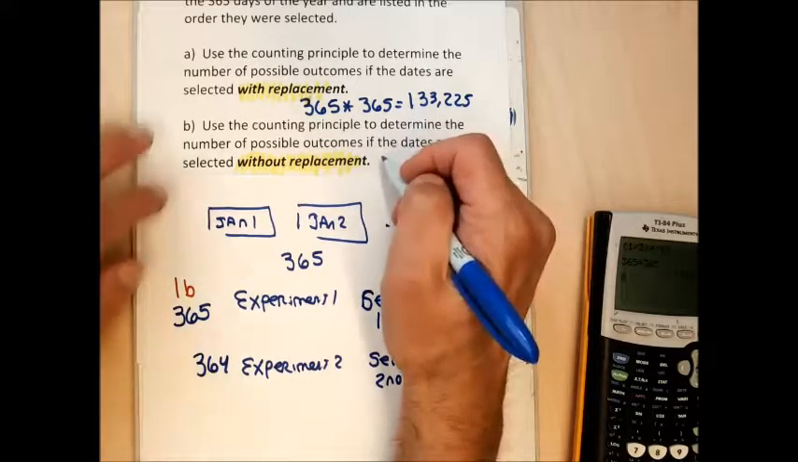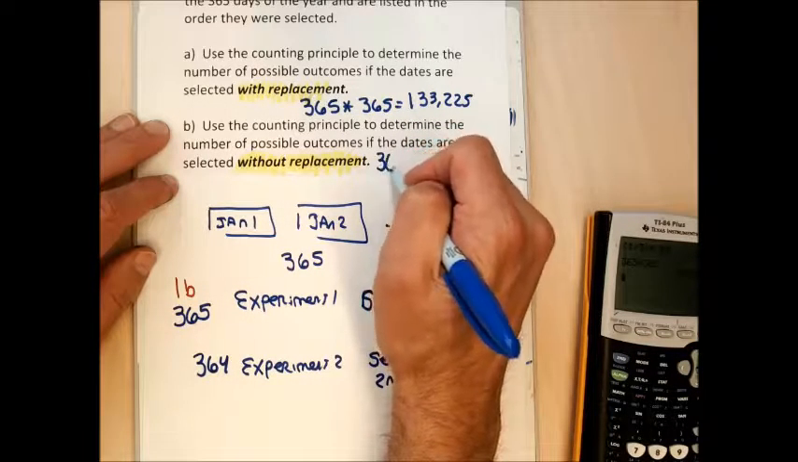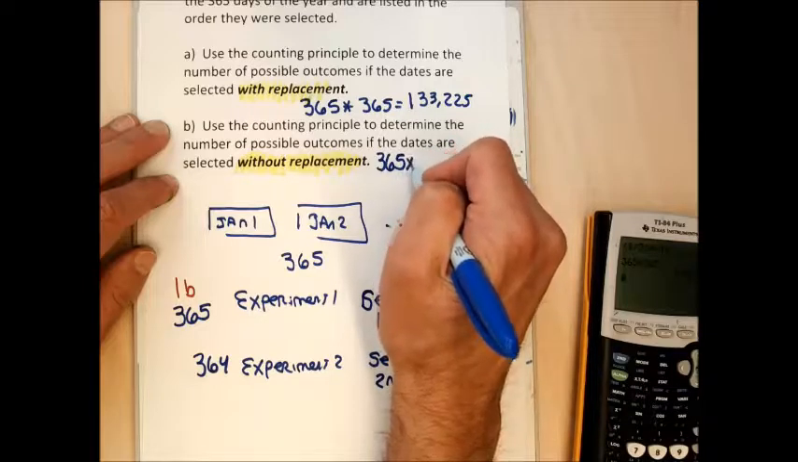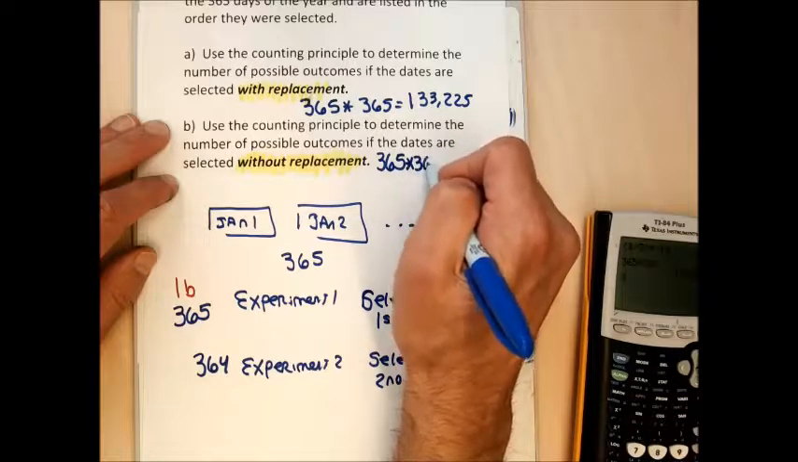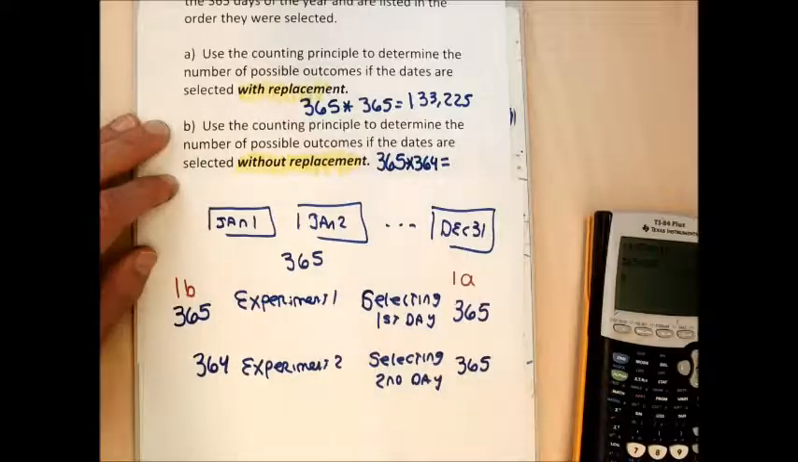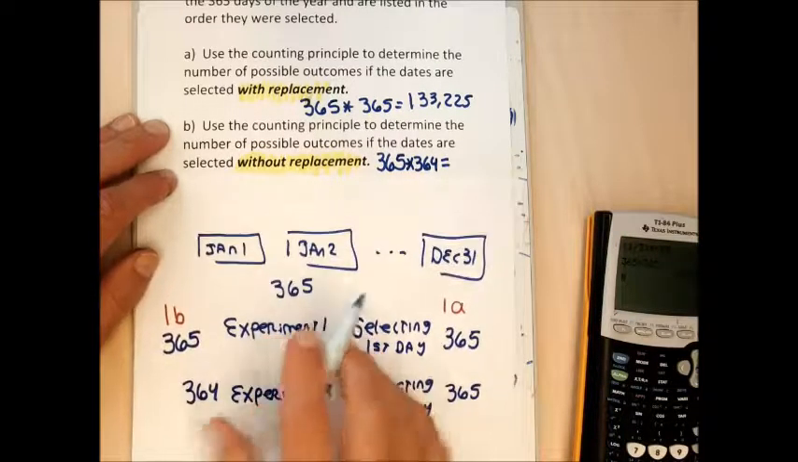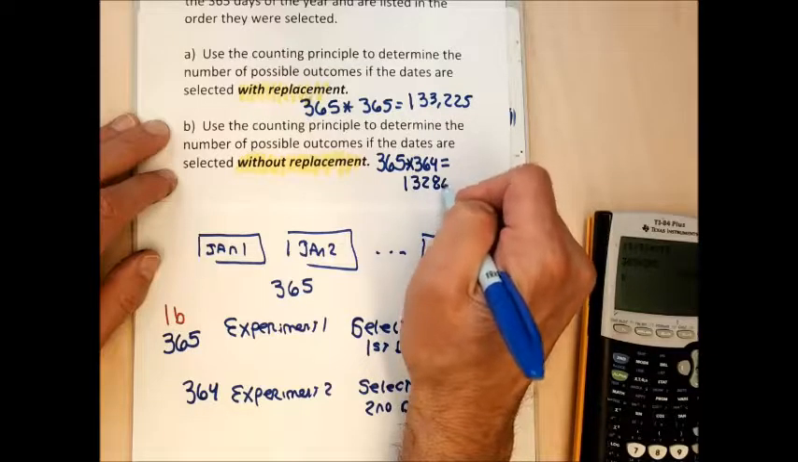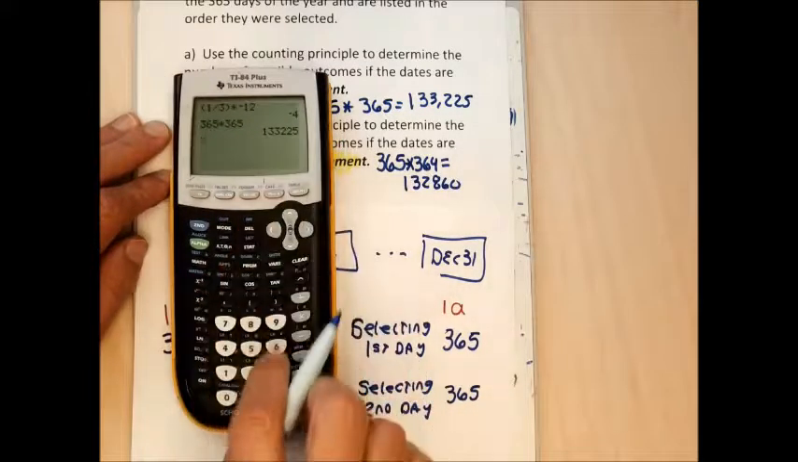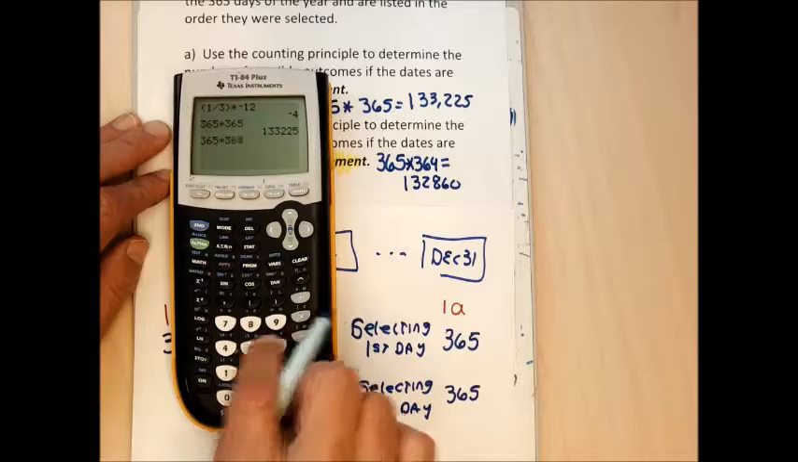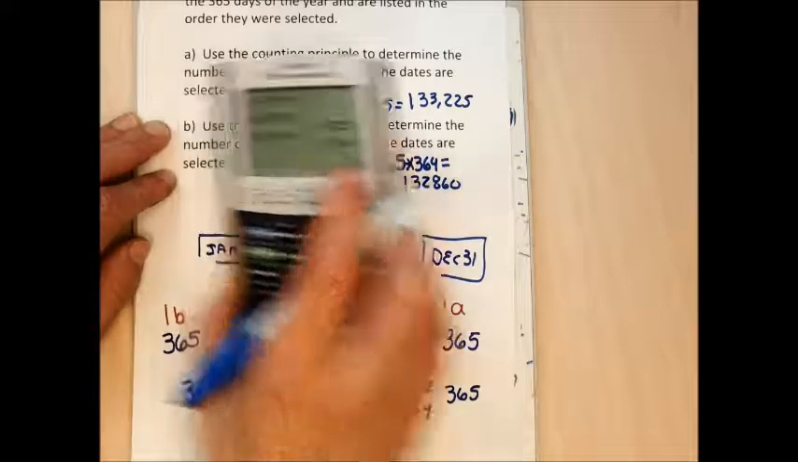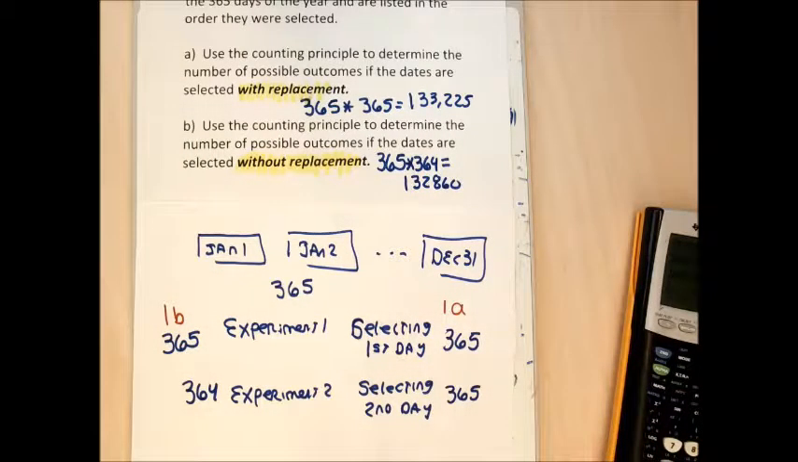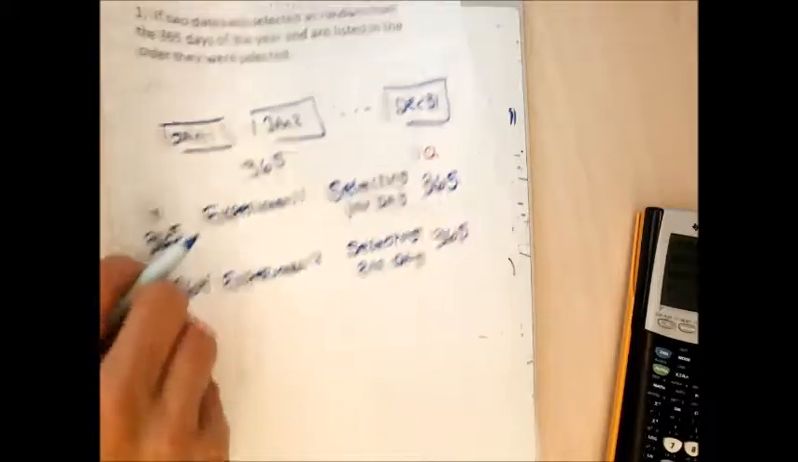So when I go to answer the how many question, there's 365 possible outcomes for experiment 1. There's 364 outcomes for experiment 2. And when I multiply those, you get 132,860, I think. So 365 times 364, perfect. Let's do a couple more counting principle problems, and then we'll move on to some tree diagram problems.